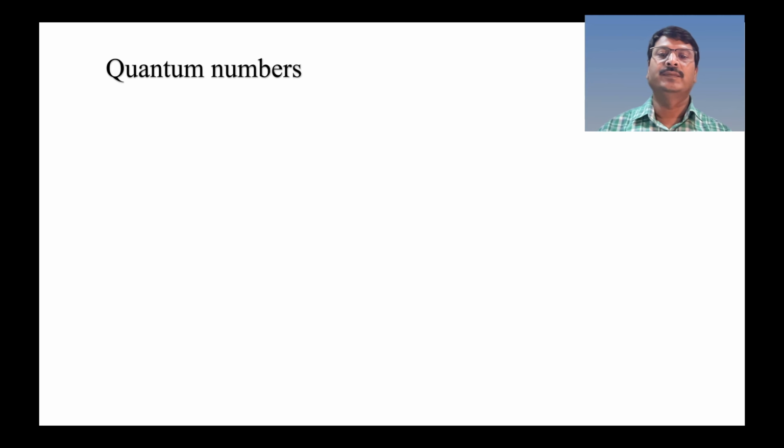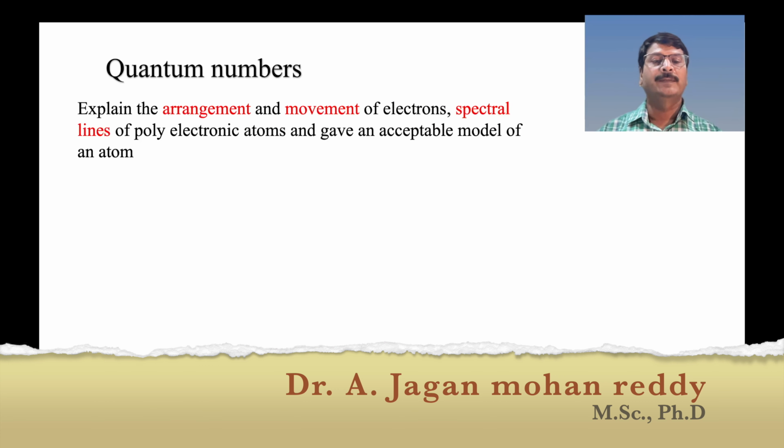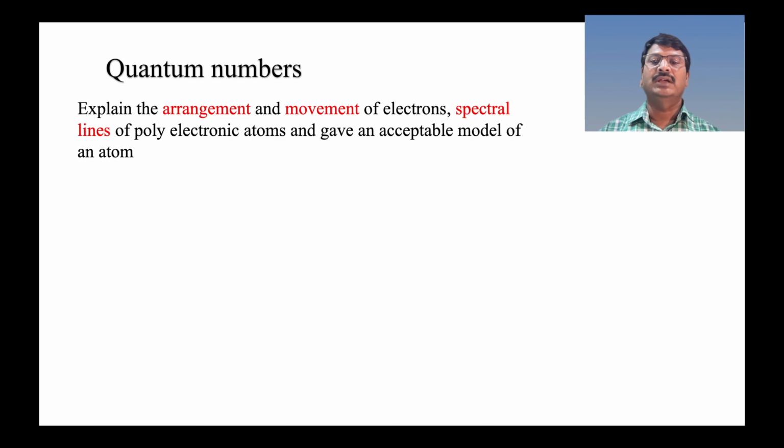Hi everyone. Today's topic is quantum numbers. Generally, these quantum numbers are proposed to explain the arrangement and movement of the electrons in an atom. That means how the electrons are arranged in the atom, how the electrons are moving in the atom, and where they are located.